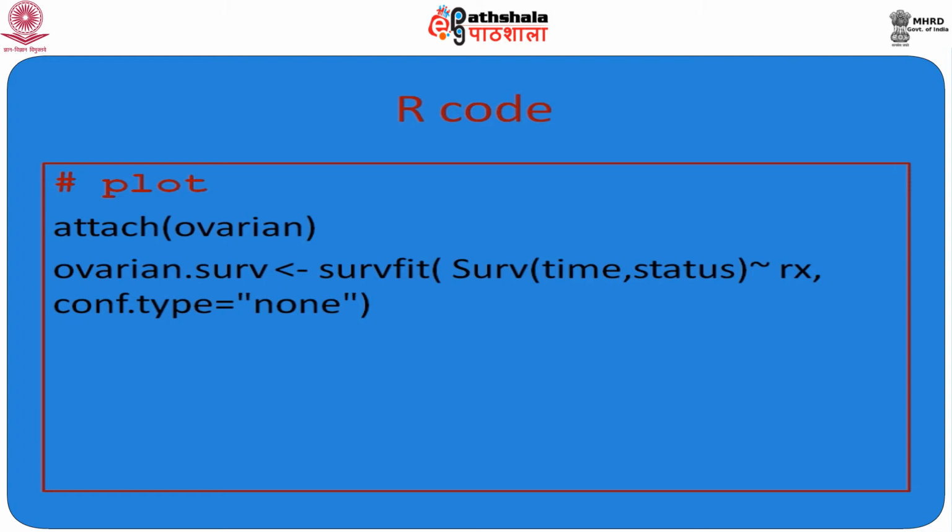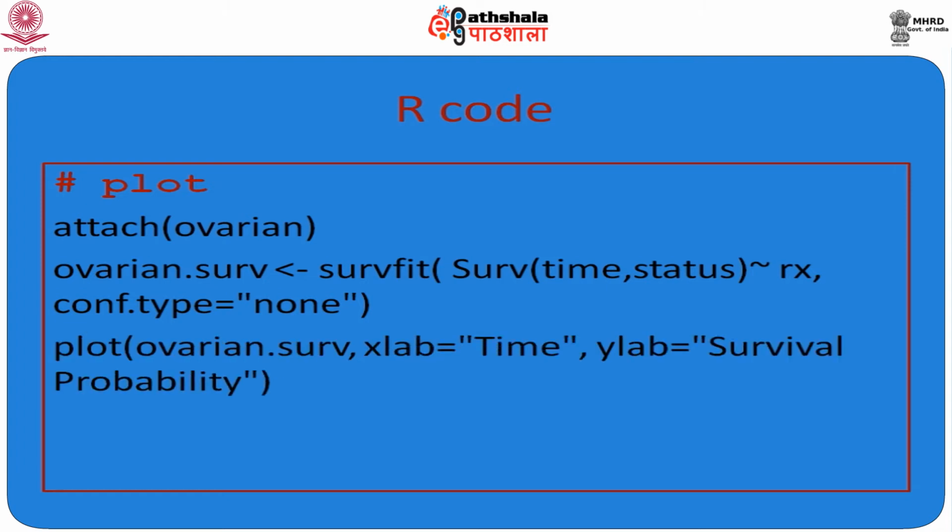Now we are calling the plot function. Into that we are taking ovarian.surv and labeling the x-axis as time and the y-axis as survival probability. If we put plot(ovarian.surv) with xlab equals time and ylab survival probability and press enter, R will display the survival graphs.